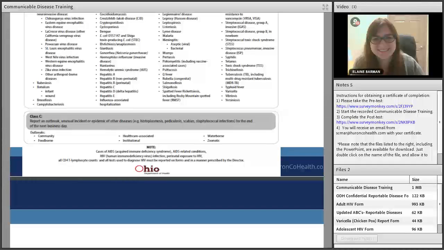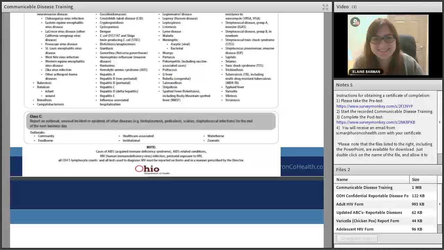And then Class C is the last class that you can see here. And that class is any other disease that is not listed above if it is an unusual incidence or there's an epidemic of the disease. So anything that's not reportable, but we notice that it's unusual or there's a group of people that have something in common and they all have this illness.